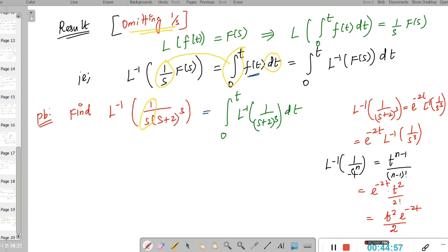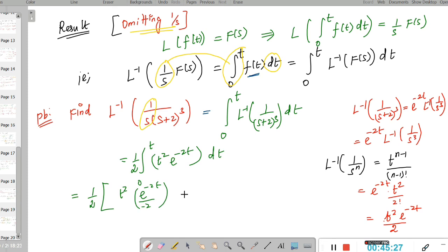So now you can apply this value to this integrand, which is equal to integral over 0 to t. I have taken 1 by 2 as a constant from this integration. t square e power minus 2t into dt. After that, use the Bernoulli formula to integrate. So t square e power minus 2t divided by minus 2, minus 2t into e power minus 2t divided by 4, plus 2 into e power minus 2t divided by minus 8.